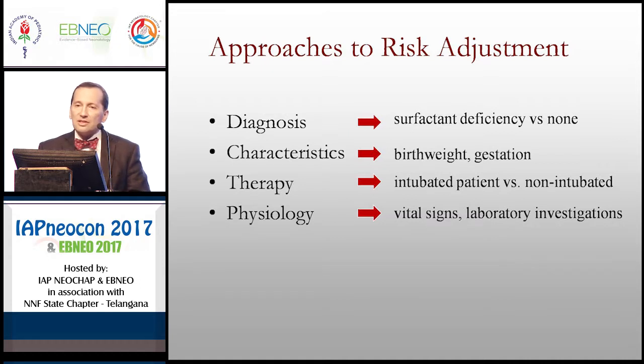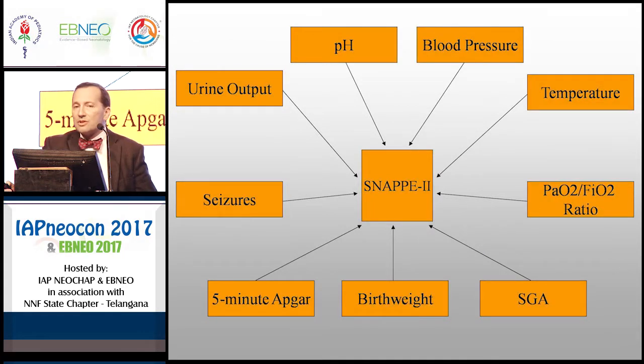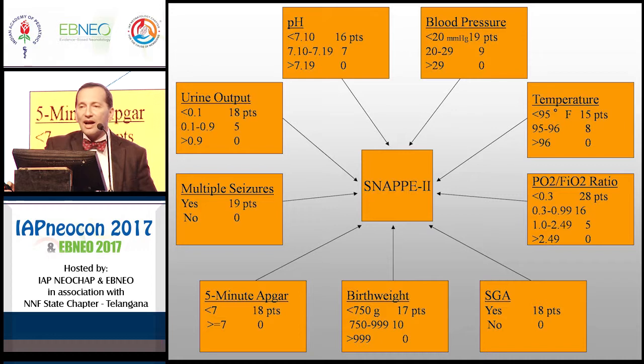There are various advantages and disadvantages of these. Some of them are clinically more relevant. Some of them are subjective and can be at the discretion of the people looking at them. Physiologic parameters tend to be a little more predictable, but risk adjustment is usually best done as a combination of these. Many of you are familiar with the Score for Neonatal Acute Physiology, which basically takes a number of factors and gives points. The more out of range a particular factor is, the more points you have, and then you get a score. The higher the score, the sicker you are.